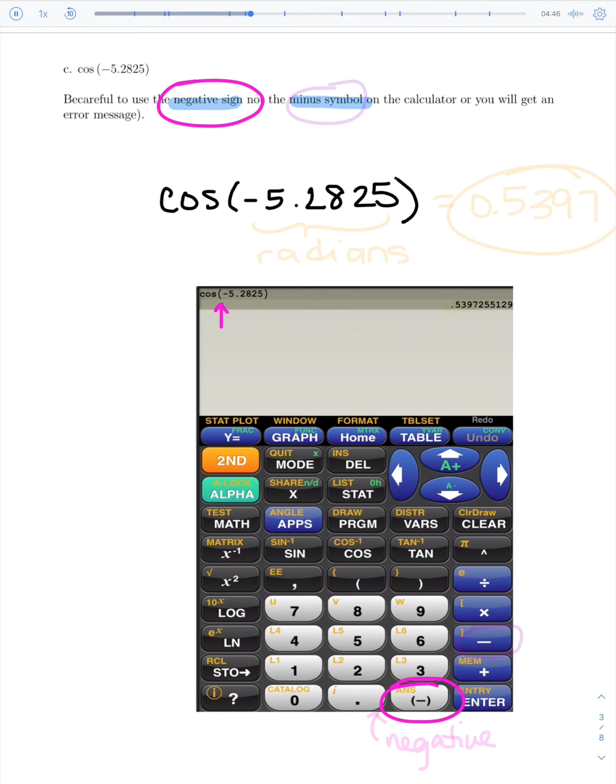Be careful. Do not use the minus symbol, which is over here with the rest of the symbols like plus and times and division. We want to use the negative symbol, not the minus symbol. So we use the negative. And I know it's confusing if you're not used to these kinds of calculators, but that's what you have to do. And then you can just type it in normally, and let's see what the calculator gives us.